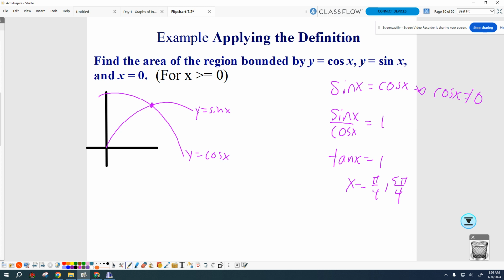Grady says that intersects at pi over 4. Don't know that I need the y value, but here we go. Pi.